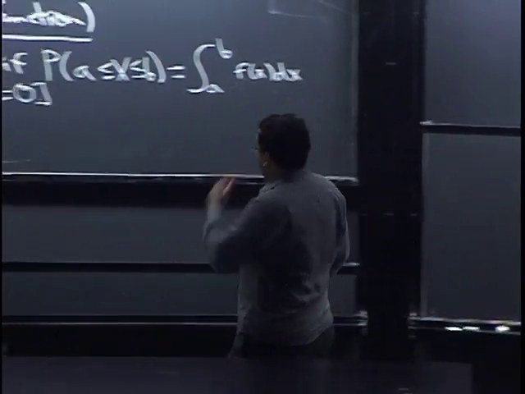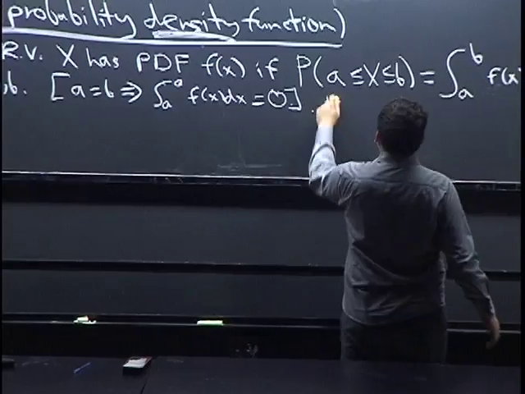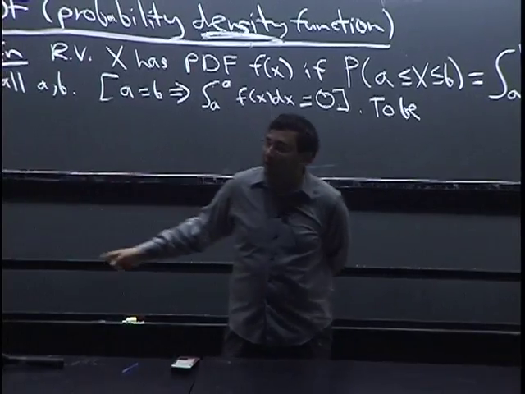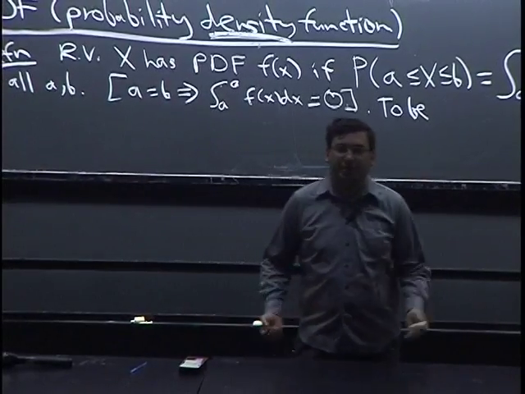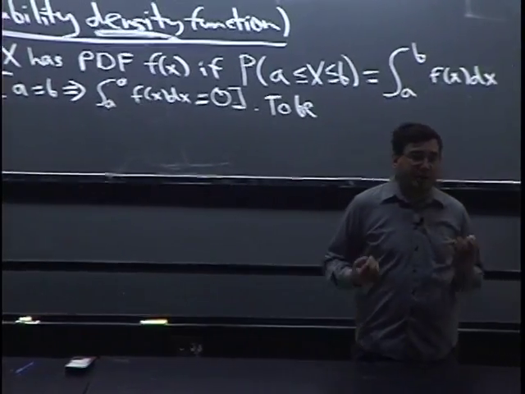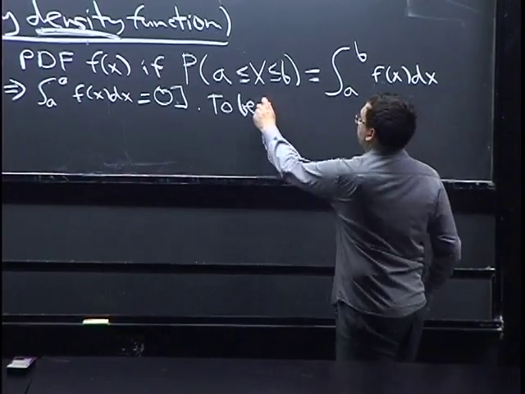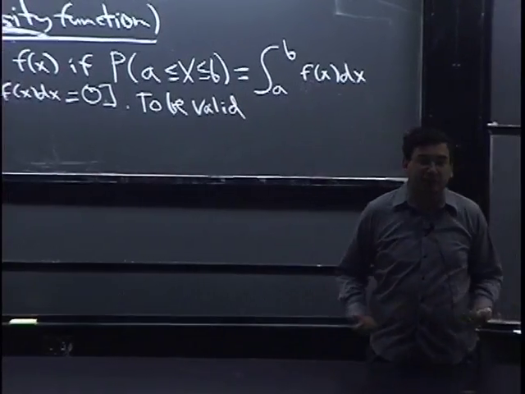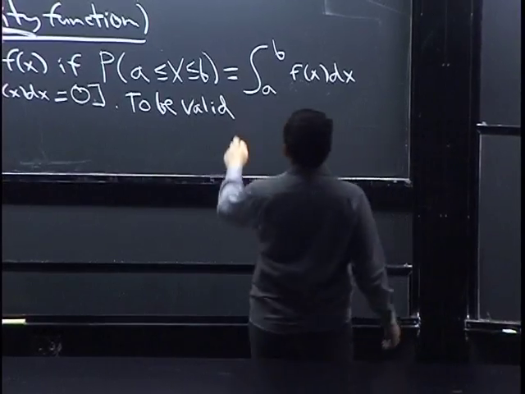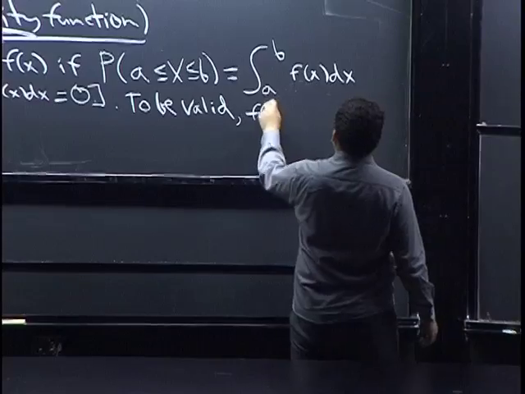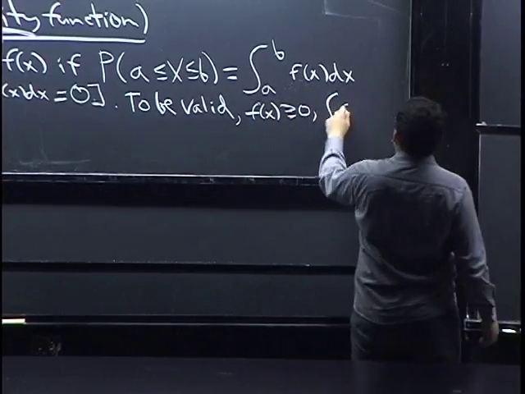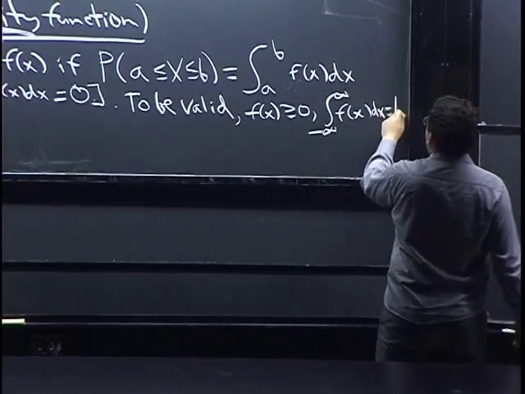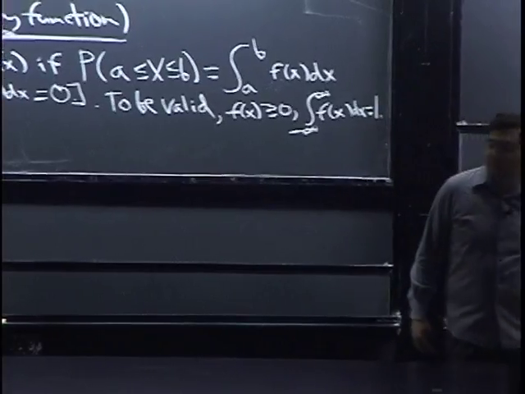Okay, so that's called a PDF, and to be valid, remember for a PMF, I said that a PMF is valid if the values are non-negative and they sum up to 1, right? So by analogy, for a PDF, we want them to be non-negative, and rather than summing to 1, it should integrate to 1. So to be valid, f of x is greater than or equal to 0, and the integral of f of x from minus infinity to infinity should equal 1. Otherwise, we have not specified a valid PDF.